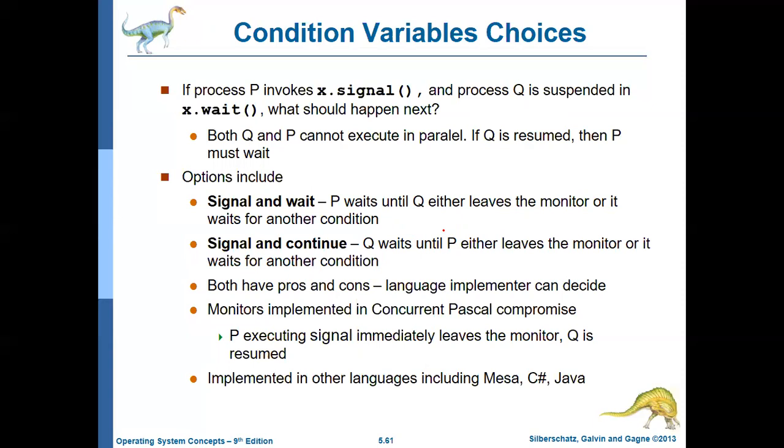So the options that we have are listed here. You have signal and wait: P waits until Q either leaves the monitor or waits for another condition. That is, Q is waiting for some other thing to happen, or it completes its task and leaves the monitor, and till that time P has to wait. Signal and continue means Q waits until P leaves the monitor or it waits for another condition, the opposite thing. That is the way these monitors have been implemented.